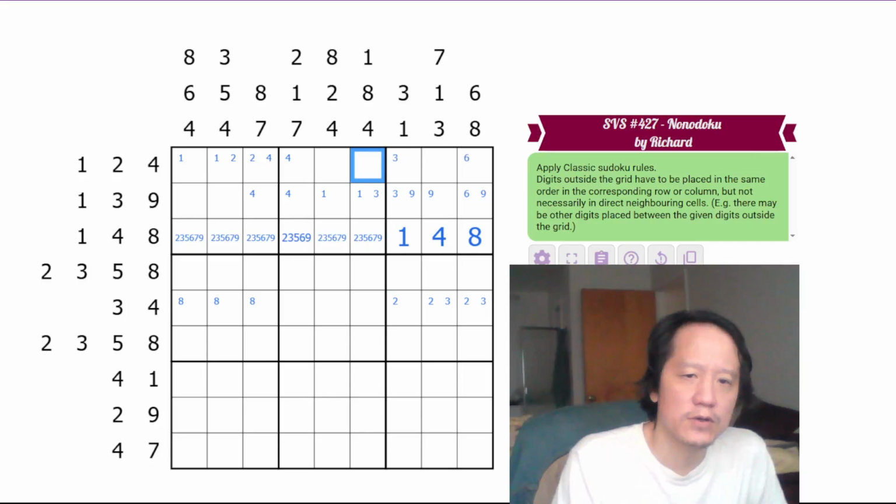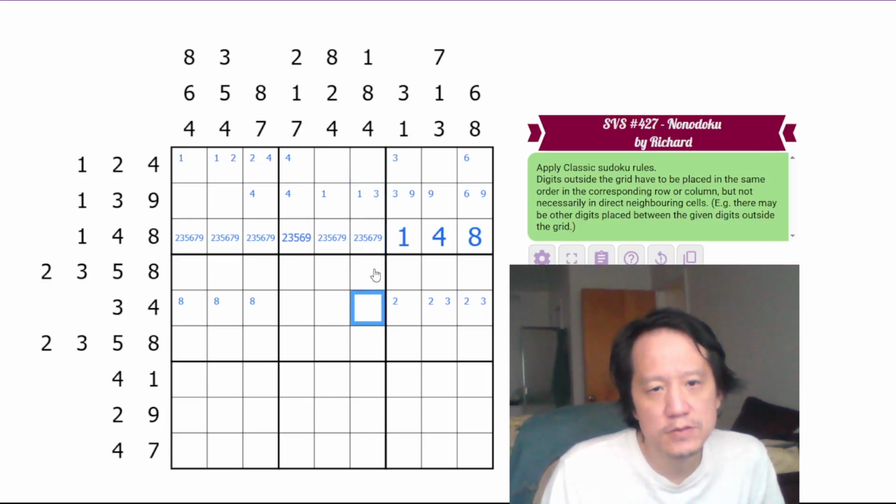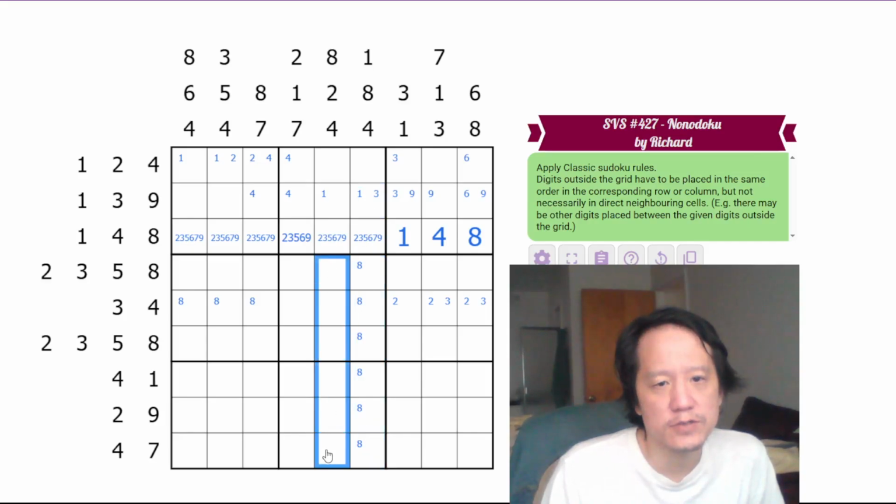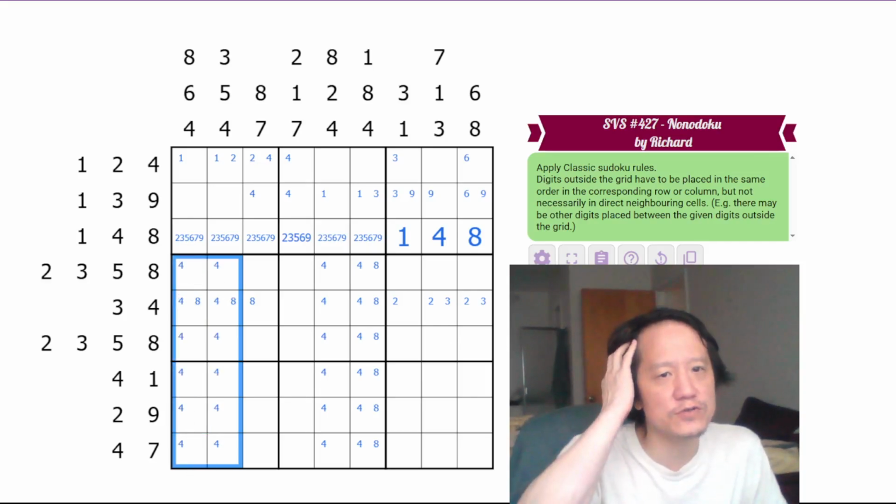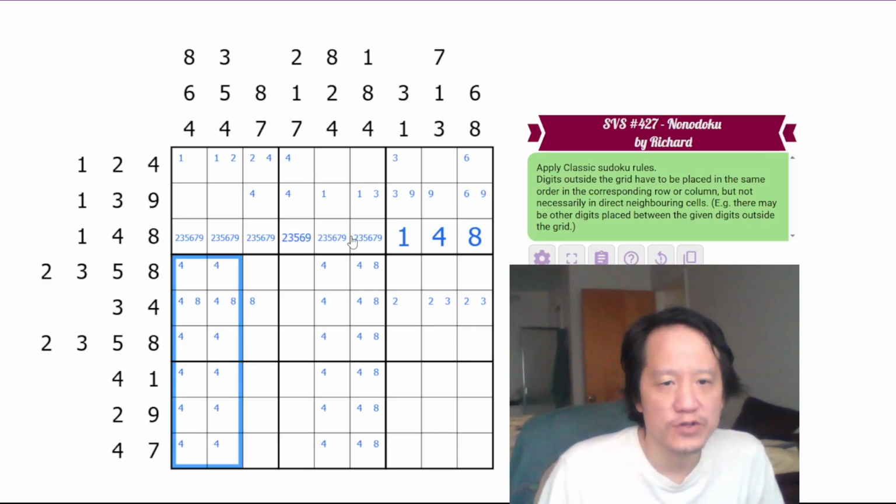One cannot be here. So that means 8 in column 6 has to be one of these digits here. 4, again, has to be one of these. And 4 has to be one of these for columns 1, 2, 5, and 6, because 4 can no longer be any of these. What does that mean? I'm not sure.